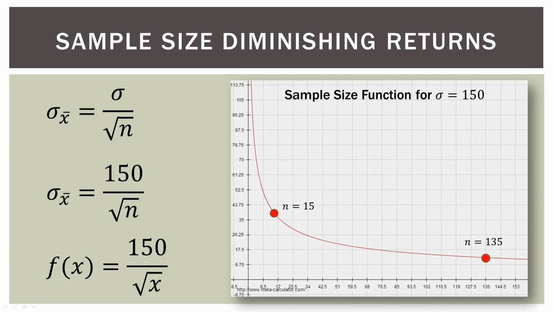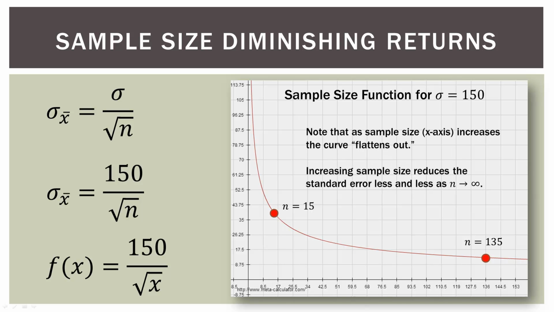Now, the important thing to note about this, and this is the idea of diminishing returns, is that as the sample size, which is the x-axis, increases, the curve flattens out. So the standard error of the mean is very high for small sample sizes. That's why the curve is very high there at the beginning of the x-axis, which should make sense, remember? Now, as the sample size increases, the standard error of the mean decreases pretty rapidly.